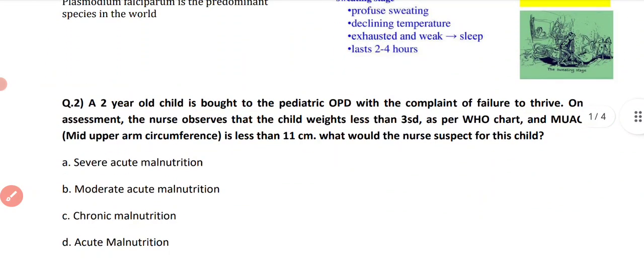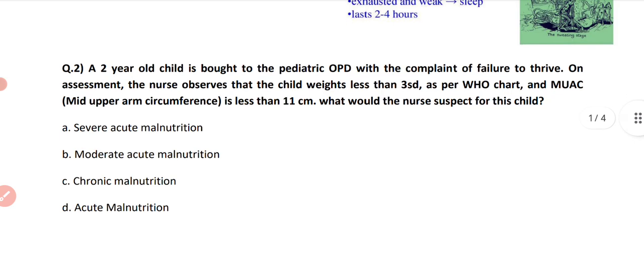And the second question is, a 2-year-old child is brought to the pediatric OPD with the complaint of failure to thrive. On assessment, the nurse observed that the child is less than 3 SD, in the sense standard deviation, as per the WHO chart, and mid upper arm circumference is less than 11 centimeter. What would the nurse suspect for this child? These kinds of questions are very common nowadays in the NORCET examinations.